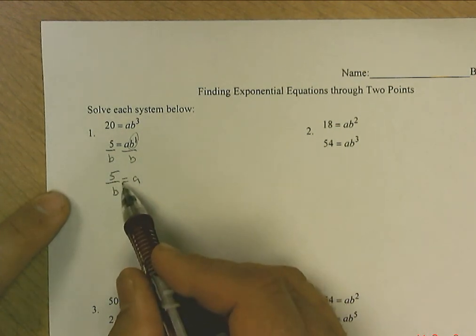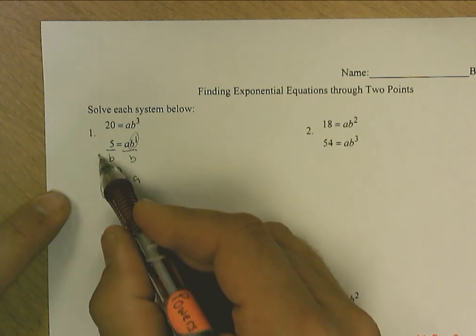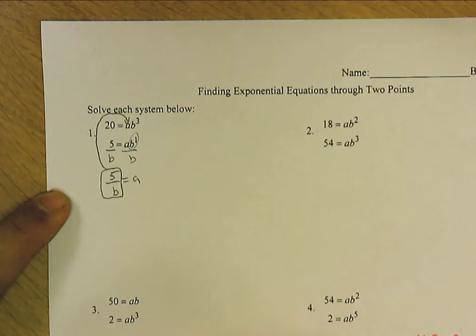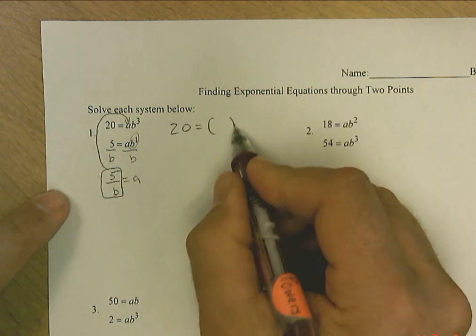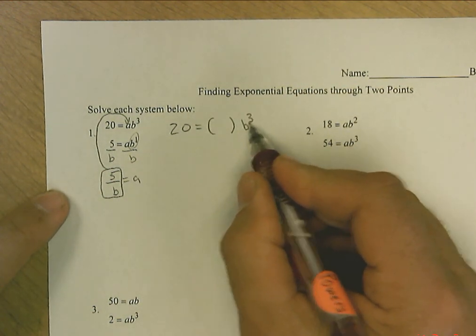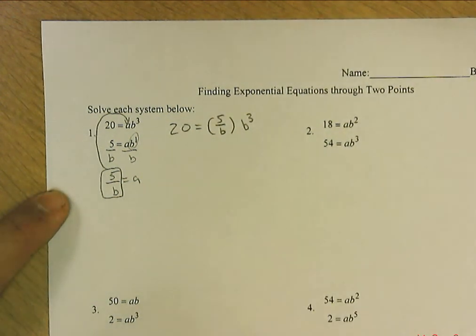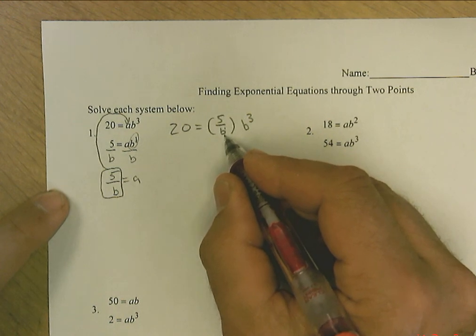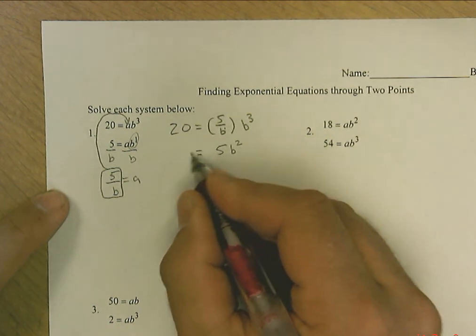Now I have a. This part right here is a, so I can substitute it in for a. So after I substitute that in, I end up with 20 equals, there's my a, b cubed, and my a is 5 over b. Well, we know how to reduce that. What is b to the third over b to the first? That's just b squared. So that's 5b squared equals 20.